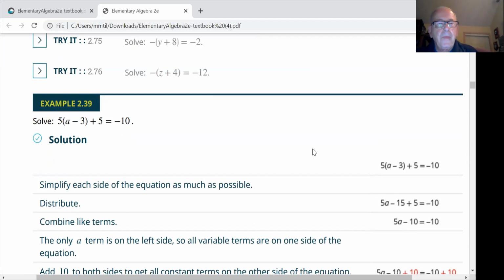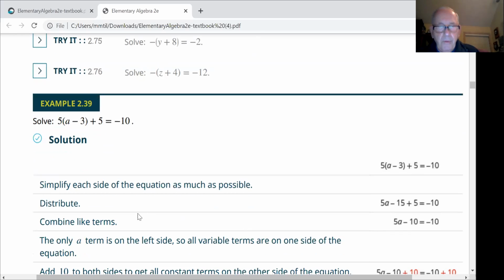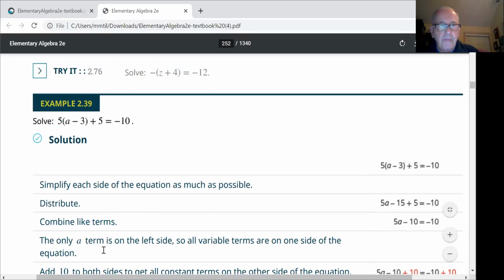Here's another one. 5 times (a minus 3) plus 5 is equal to minus 10. So we're going to distribute first. We're going to multiply 5 times a and also 5 times minus 3. We do this so then we can see all the terms and then we can collect them, right? So you definitely want to get rid of that bracket. That's the first thing you're going to do, and you do that through the distribution process.